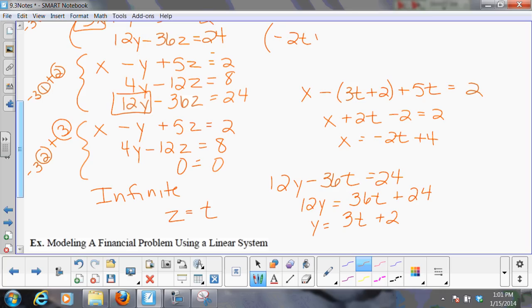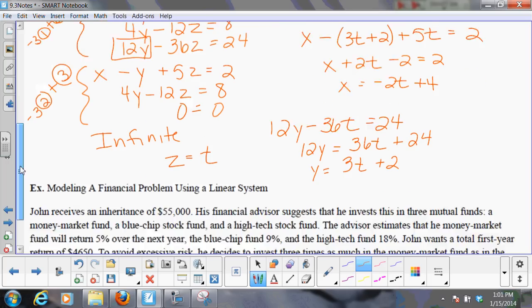Negative 2t plus 4 is our x. Our y is 3t plus 2. And z is t. So that's saying that you could take any value, plug it in for z, and then find what the corresponding x and y parts would be. That's what that means. And then one word problem.